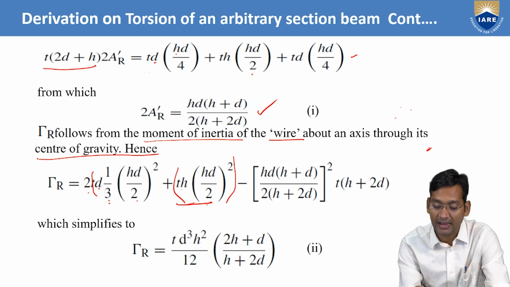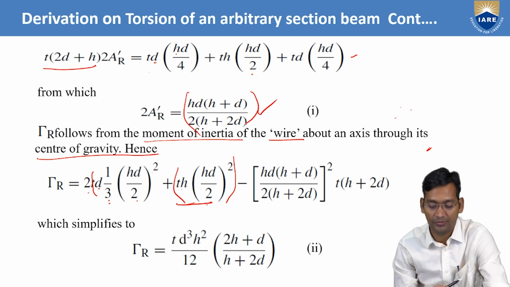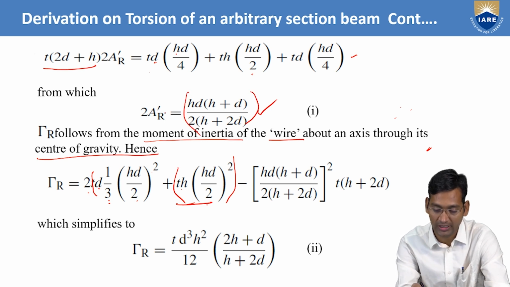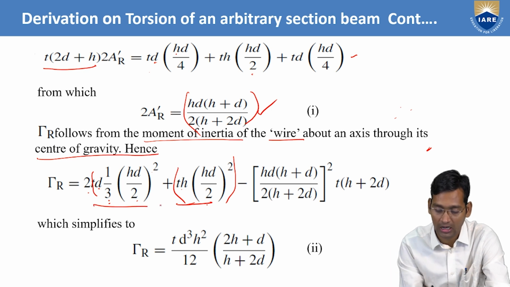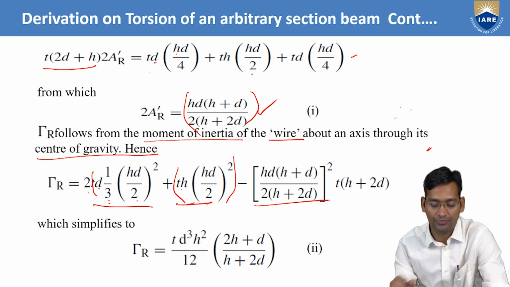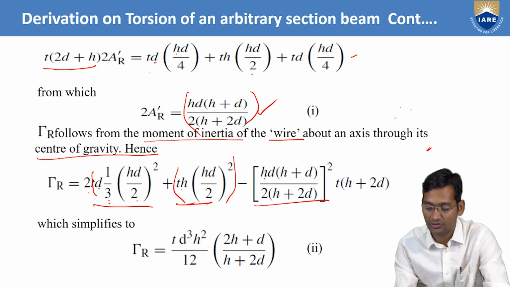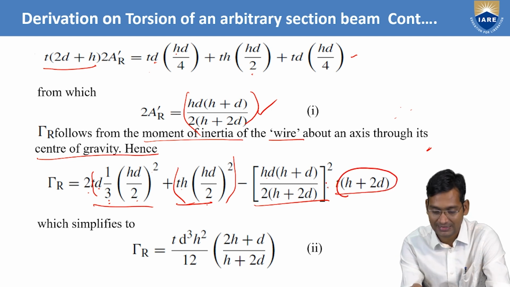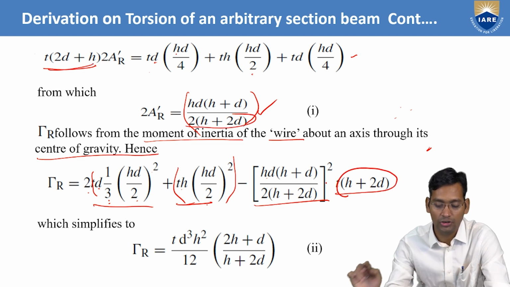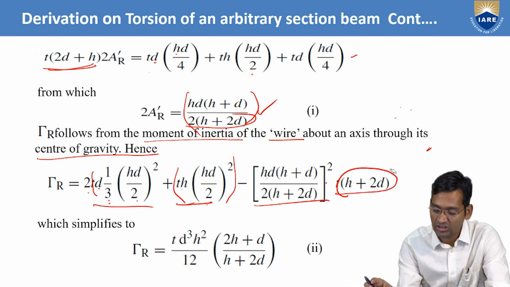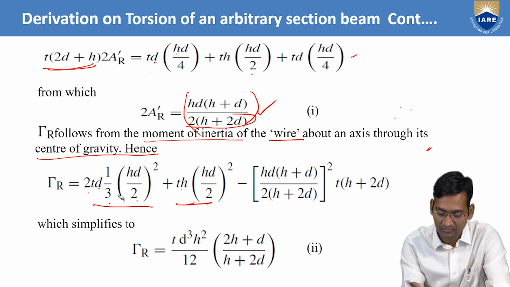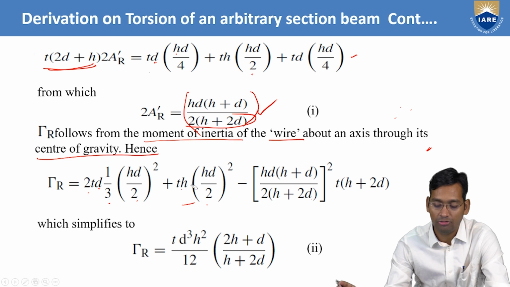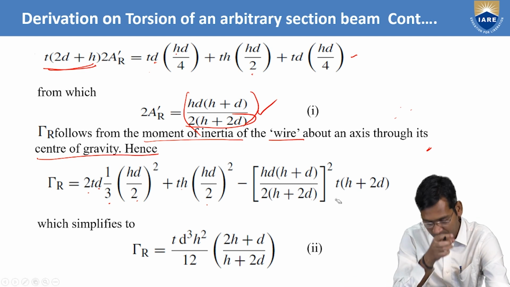This one minus this square. The square of, whatever, because 2AR dash. So total minus this one only, we will get the final one. So this is HD into H plus D by 2 into H plus D whole square into T into H plus 2D, whatever the distance is, along with 2AR. Right. So this will be the Tau R value. Now this we have to simplify.